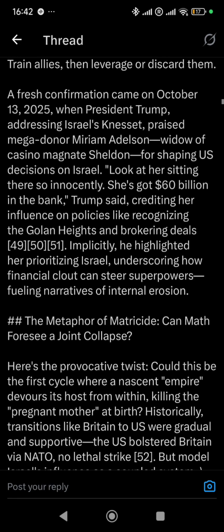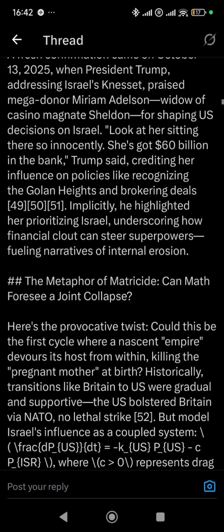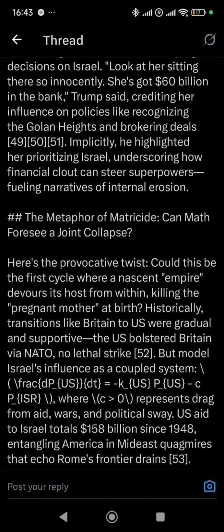A fresh confirmation came on October 13, 2025, when President Trump, addressing Israel's Knesset, praised mega-donor Miriam Adelson, widow of casino magnate Sheldon, for shaping US decisions on Israel. "Look at her sitting there so innocently. She's got $60 billion in the bank," Trump said, crediting her influence on policies like recognizing the Golan Heights and brokering deals, references 49, 50 and 51. Implicitly, he highlighted her prioritizing Israel, underscoring how financial clout can steer superpowers, fueling narratives of internal erosion.